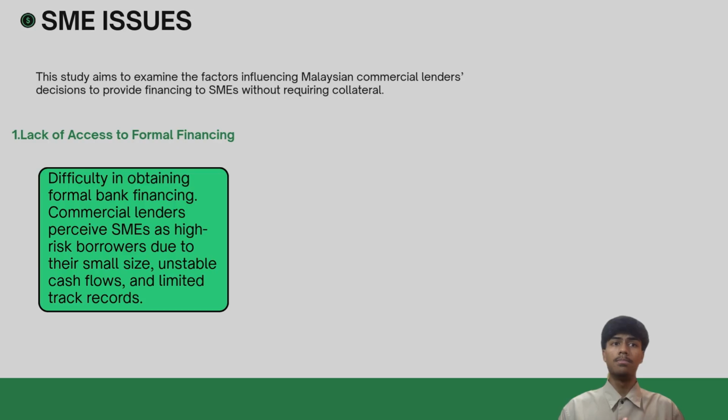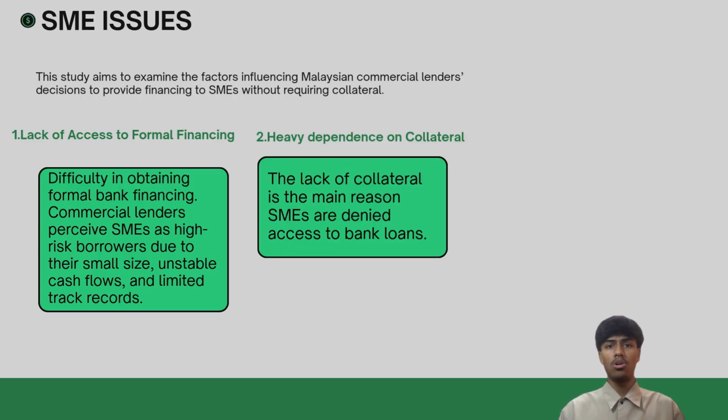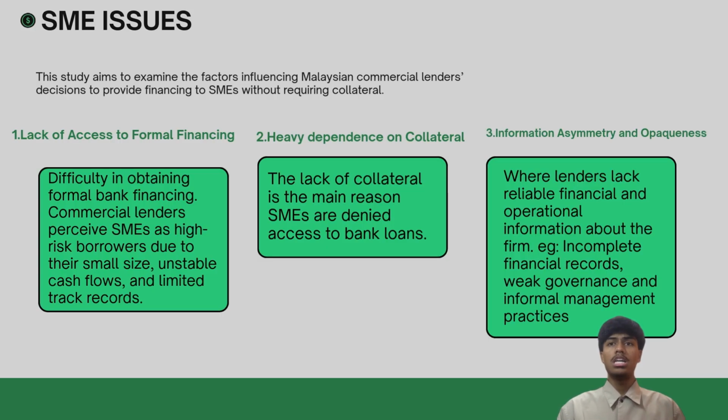Difficulty in obtaining formal bank financing. Commercial lenders perceive SMEs as high-risk borrowers due to their small size, unstable cash flows, and limited track records. Second is heavy dependence on collateral. The lack of collateral is the main reason SMEs are denied access to bank loans. Number 3, information asymmetry and opaqueness, where lenders lack reliable financial and operational information about the firm. For example, incomplete financial records, weak governance, and informal management records.